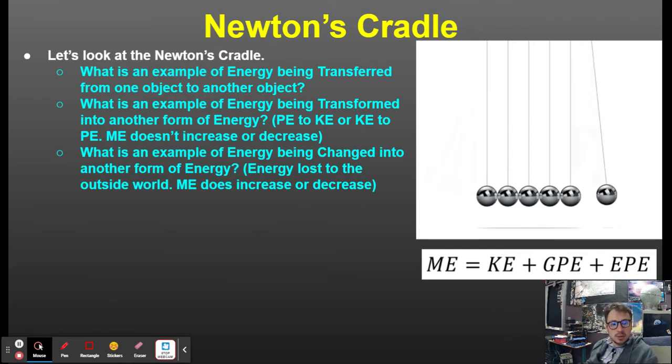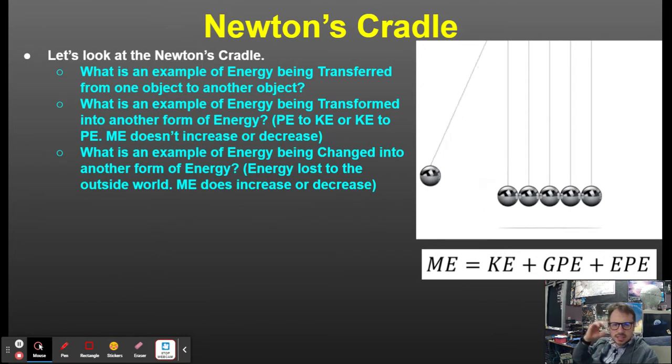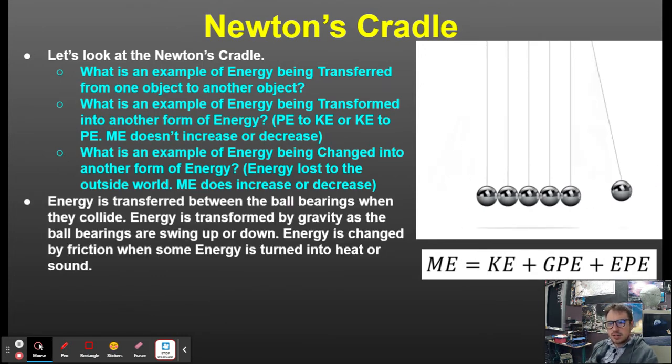Now, every time those ball bearings hit, you can hear it. And so some of that energy changes into sound. Every time it hits, that frictional force will turn it into sound. And that doesn't come back to getting that ball bearing back up to the original height. Some of it's lost to heat. There's tension in the rope. There's internal friction. That energy is being lost to the outside world.